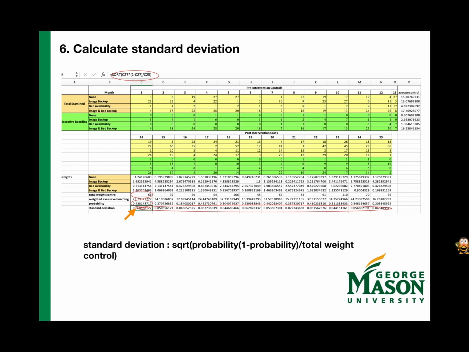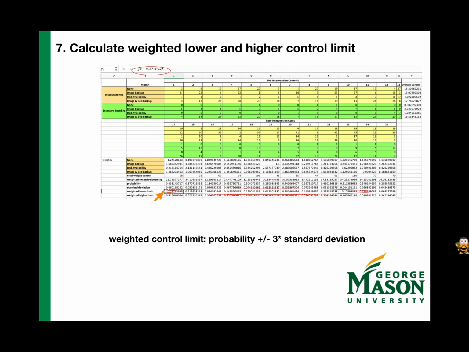Step 6, based on the probability and total number, we can calculate the standard deviation. The square root of the product of probability, 1 minus probability, divided by the total weight control. Step 7, after this we can calculate the weighted control limit. The lower limit is the probability minus 3 times the standard deviation, and the upper limit is the probability plus 3 times the standard deviation.